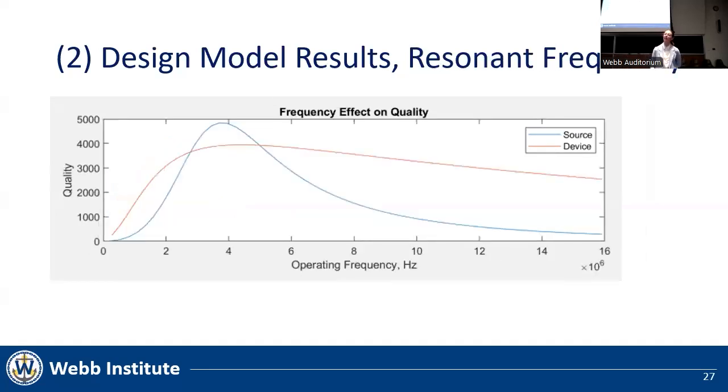The second design variable is the resonant frequency. This is a single operating frequency for the system itself, so a median between the 2 peaks is selected.